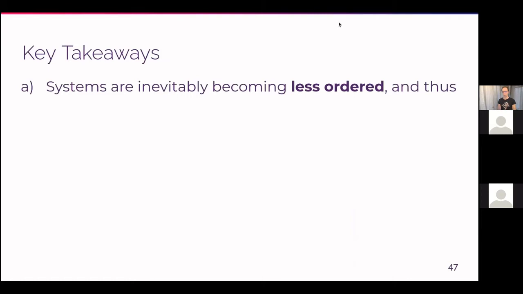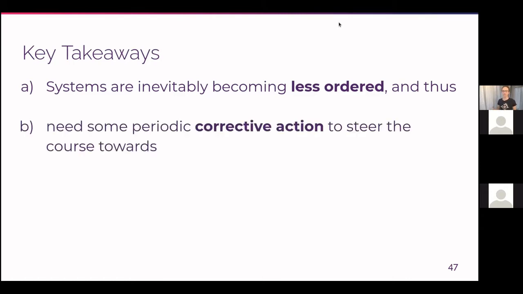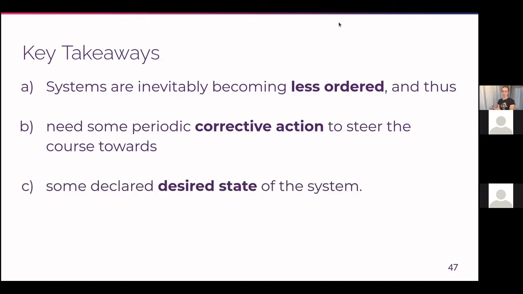So the key takeaway of this analogy is that systems are inevitably becoming less ordered, and it's not our fault. It's just the way the universe is. But what we can do about it is have some periodic corrective action to make sure that we steer the course of the system towards some desired state that we want. So we need to define somehow, where do we want our systems to be? What should they look like? How should they be configured? And then we want some process to actually get there.